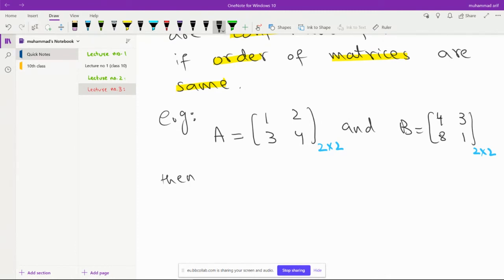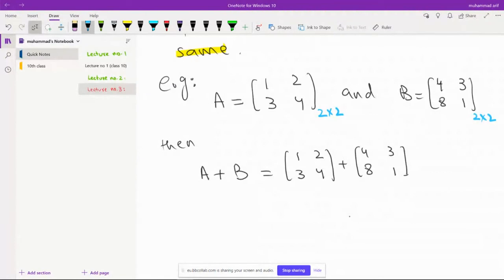Then we add these two matrices. Matrix A added with matrix B. Matrix A is [1, 2; 3, 4], which we add with matrix B, and matrix B is [4, 3; 8, 1]. How to add these two matrices? We add the first element with the first element of the other matrix. That is, 1 is added with 4. The second element with the second element of the other matrix, that is, 2 is added with 3. The third element is added with the third element, that is, 3 is added with 8 and 4 is added with 1.